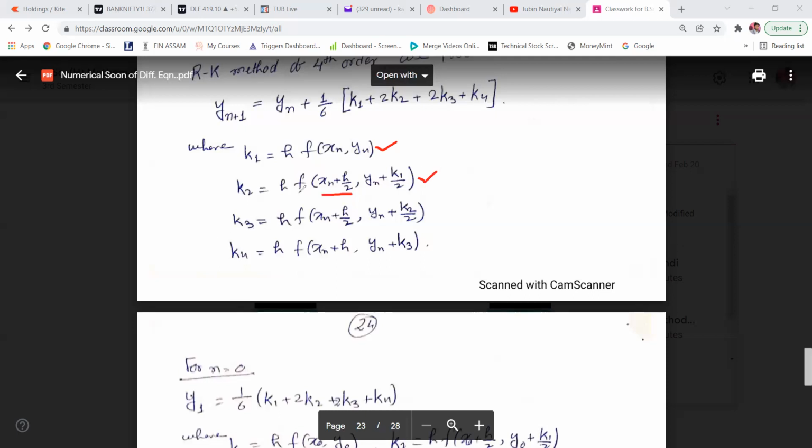Now next, k3. k3 will be h into f of x n plus h by 2 comma y n plus k2 by 2. So the value of k2 you will get from here. So this is the expression for finding k3. And k4 will be h into f of x n plus h comma y n plus k3. So just substitute all this here, you'll get the values of k1, k2, k3 and k4, and then you put here, you'll get the required value of y.